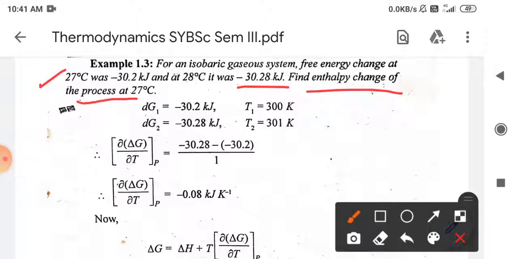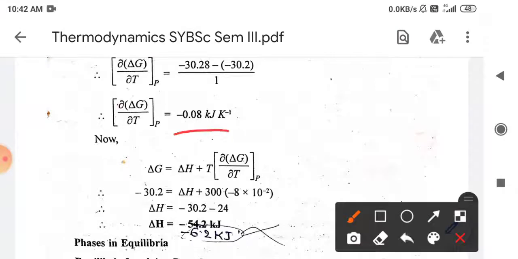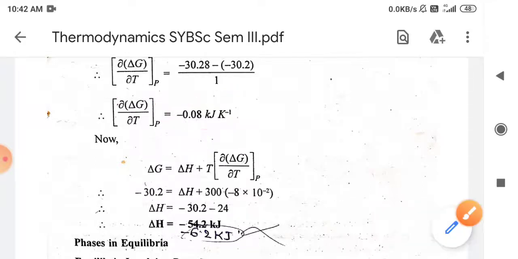First we need to calculate the free energy temperature coefficient, that is the partial derivative of delta G with respect to T at constant pressure. What is the difference between the two energy changes, that is minus 30.28 minus minus 30.2, divided by the difference in temperature, which comes out to be 301 minus 300, which is simply 1. So this temperature coefficient comes out to be around minus 0.08 kilojoule per Kelvin. The units are also important, which is kilojoule per Kelvin, because the temperature has units of Kelvin.